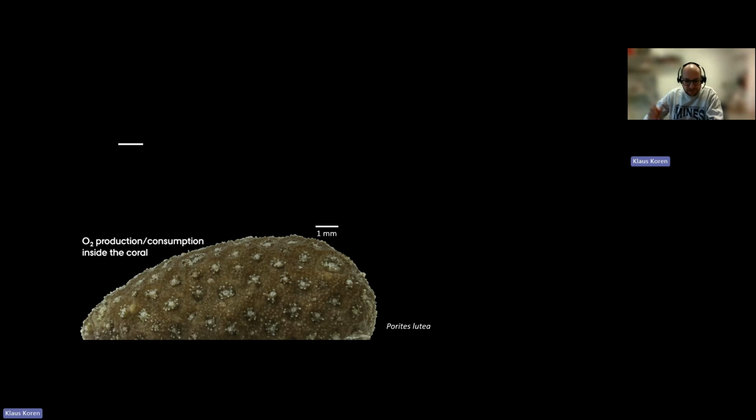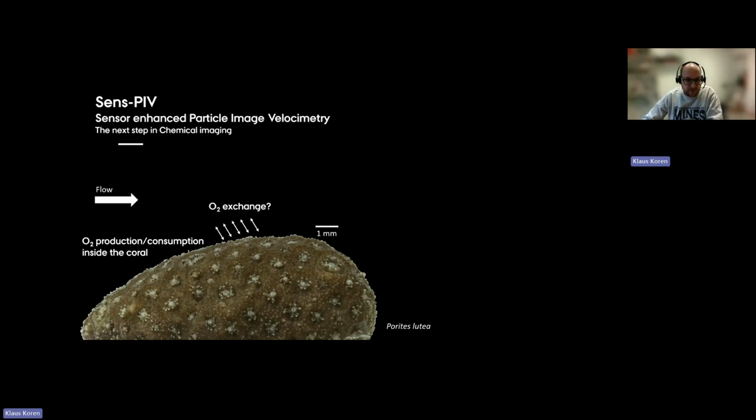people were like, yeah, cool that you can do this in stagnant conditions, but when a coral is in the water, there's flow, there's water coming in waves, and what happens to the oxygen exchange? Like, what happens to the oxygen that comes out of the coral or goes into the coral? And in order to do that, we had to develop a method called sense-PIV, sensor enhanced particle image velocimetry.